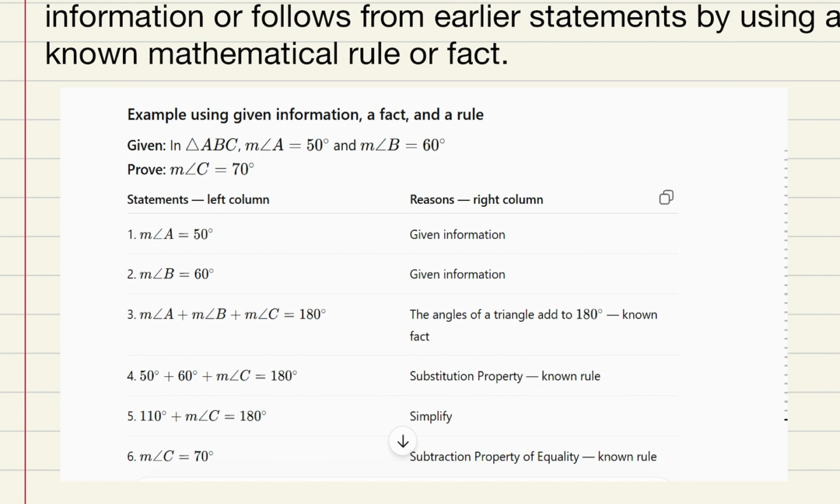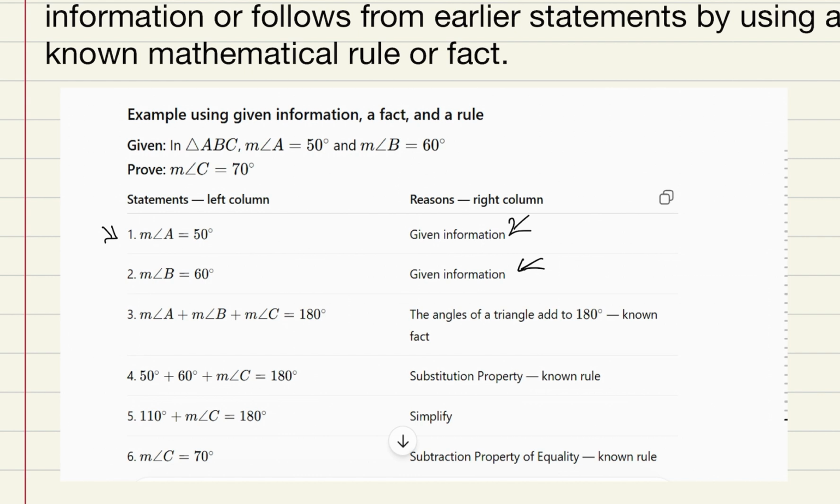So the first information here that is given is the measure of angle A is 50 degrees. That's given information. So the statement on the left is telling us that, and with each of these statements you number them. You put a number on the left of it. So you can see on the right side we're giving the reason. We're writing that that's given information. And then the second one is measure of angle B is known to be 60 degrees. So again, that's given information, so you put that on the right side.